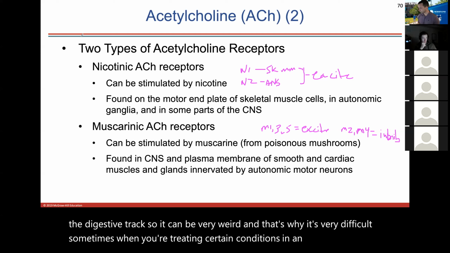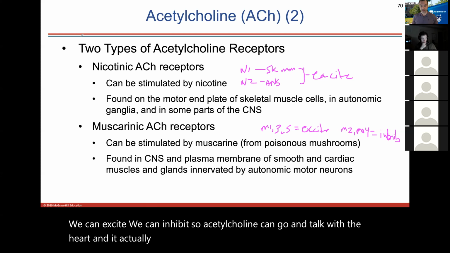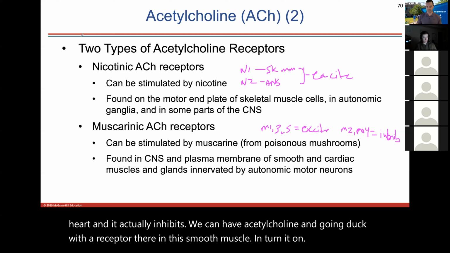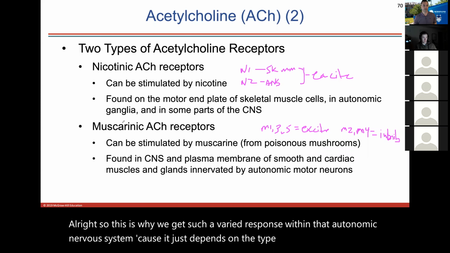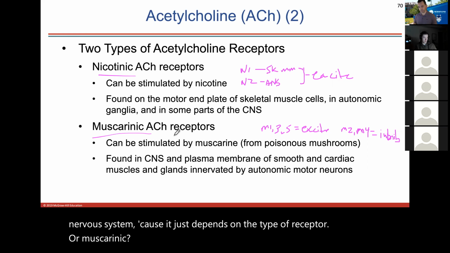So again, we can excite, we can inhibit. So acetylcholine can go and dock with the heart and it actually inhibits. We can have acetylcholine go and dock with a receptor in the smooth muscle and turn it on. So this is why we get such a varied response within the autonomic nervous system, because it just depends on the type of receptor, nicotinic or muscarinic, when it comes to the response.